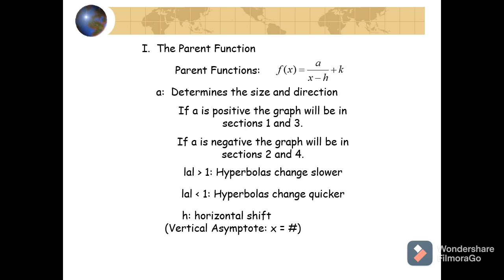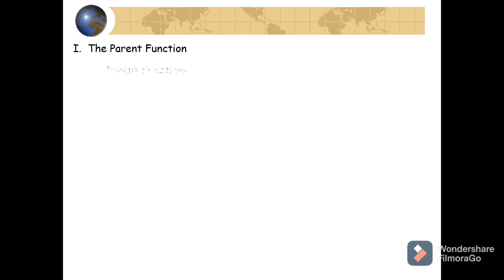h means the horizontal shift. This is the vertical asymptote, which is x is equal to the given number. And then your k is the vertical shift, or we call it the horizontal asymptote, which is y is equal to the given number. Again, for the parent function, we have f of x is equal to a all over x minus h plus k. Let's have f of x is equal to 1 over x.